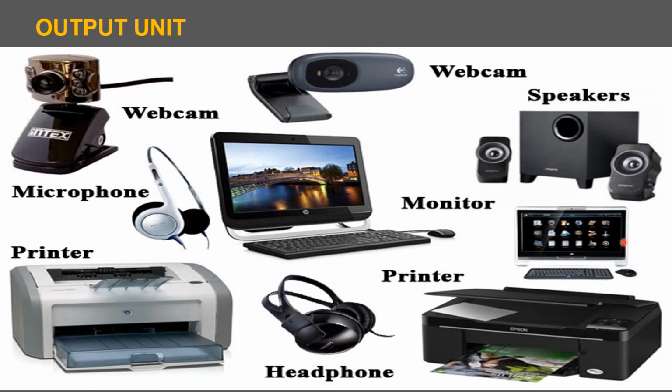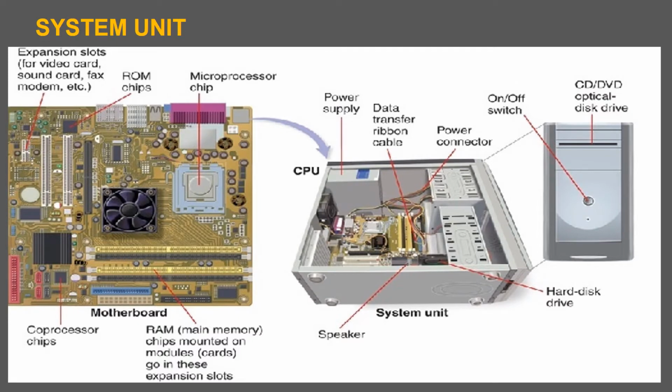So let's move to the next, looking at the system unit. The system unit houses a lot of things. That is our central processing unit. It's also referred to as the brain of the computer because it controls the whole process, everything the computer is doing.